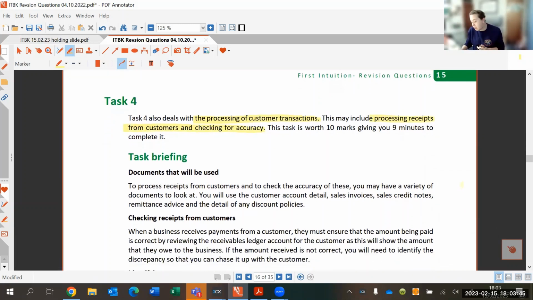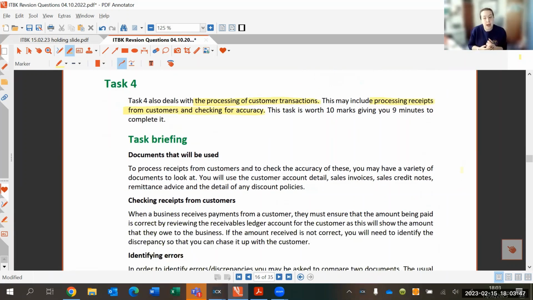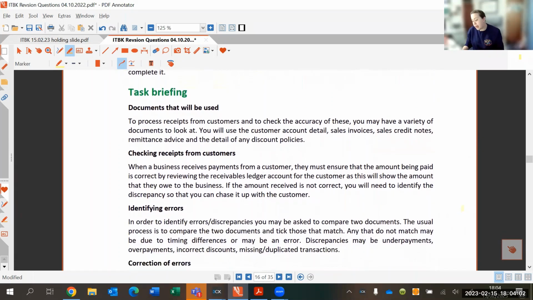It's another 10 marker. They pretty much have all been 10 markers so far, so you're looking at around 9 minutes needed. And I hope that when you've had a look through this, you can say, yeah, I could do that in 9 minutes, not a problem. We will have to be familiar with quite a few different documents for this task.